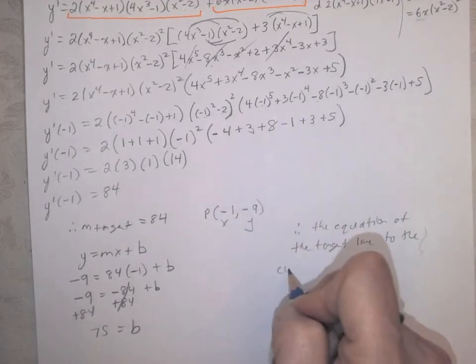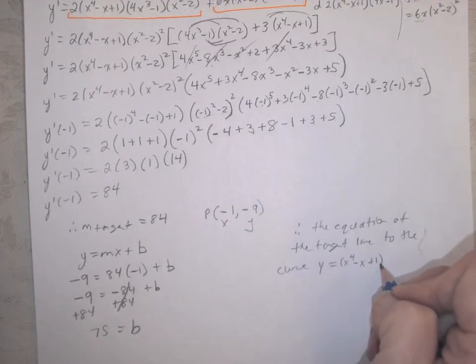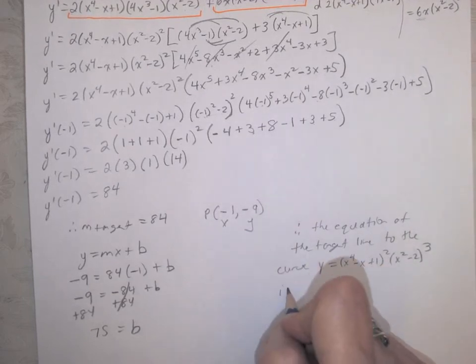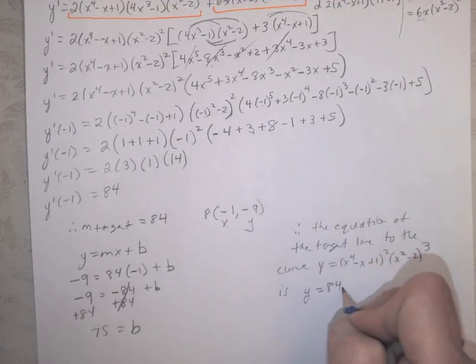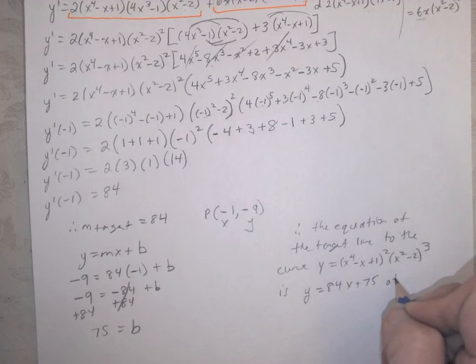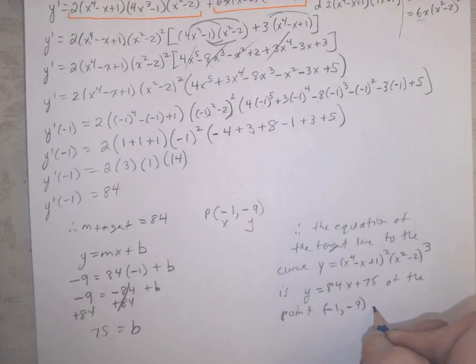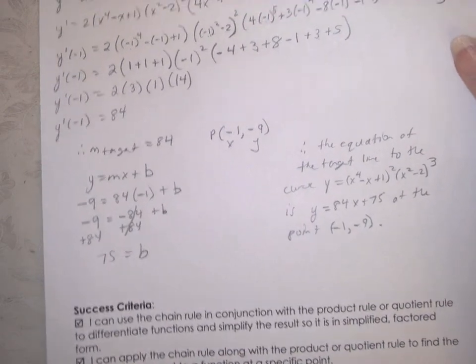So therefore, the equation of the tangent line to the curve y equals (x to the fourth minus x plus 1) squared times (x squared minus 2) cubed is y equals 84x plus 75 at the point -1, -9. Okay, so that lesson was on combining the chain rule and product rule to write the derivative in simplified factored form. All right.